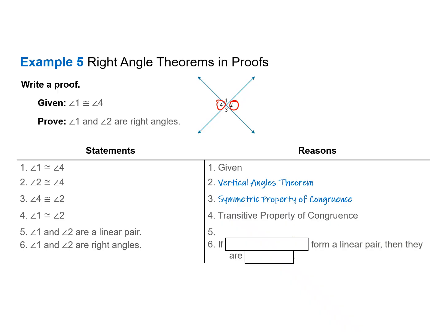Now on to line 5. How can we say angle 1 and angle 2 form a linear pair? That is through the definition of a linear pair. And how can we say angles 1 and 2 are right angles? Because if two congruent angles form a linear pair, then they are right angles. Be sure that you go back and write down the postulates and theorems that we've discussed in this lesson.